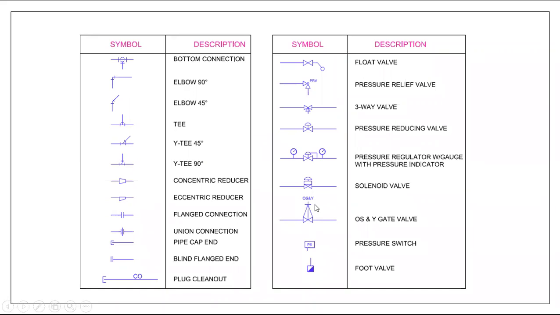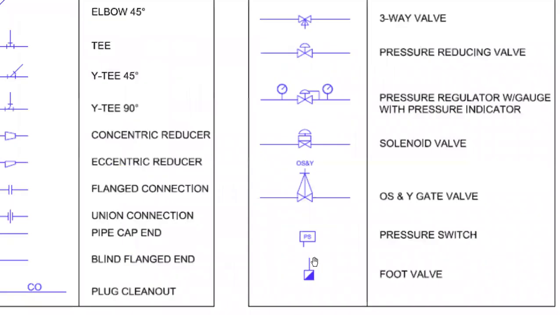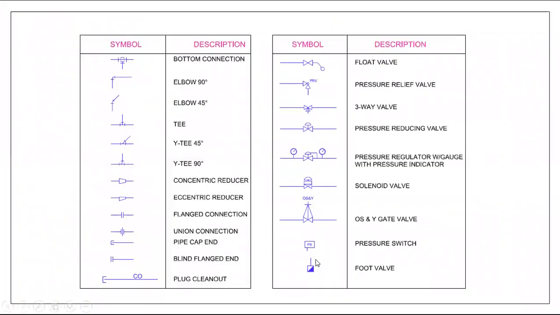On the top side there will be a handle. If you rotate the handle, the valve will operate. Pressure switch: you have to show it like this only. PS, one rectangle with a PS symbol. Pressure switch. Float valve: in the schematic you have to show the float valve symbol like this. Schematic only.